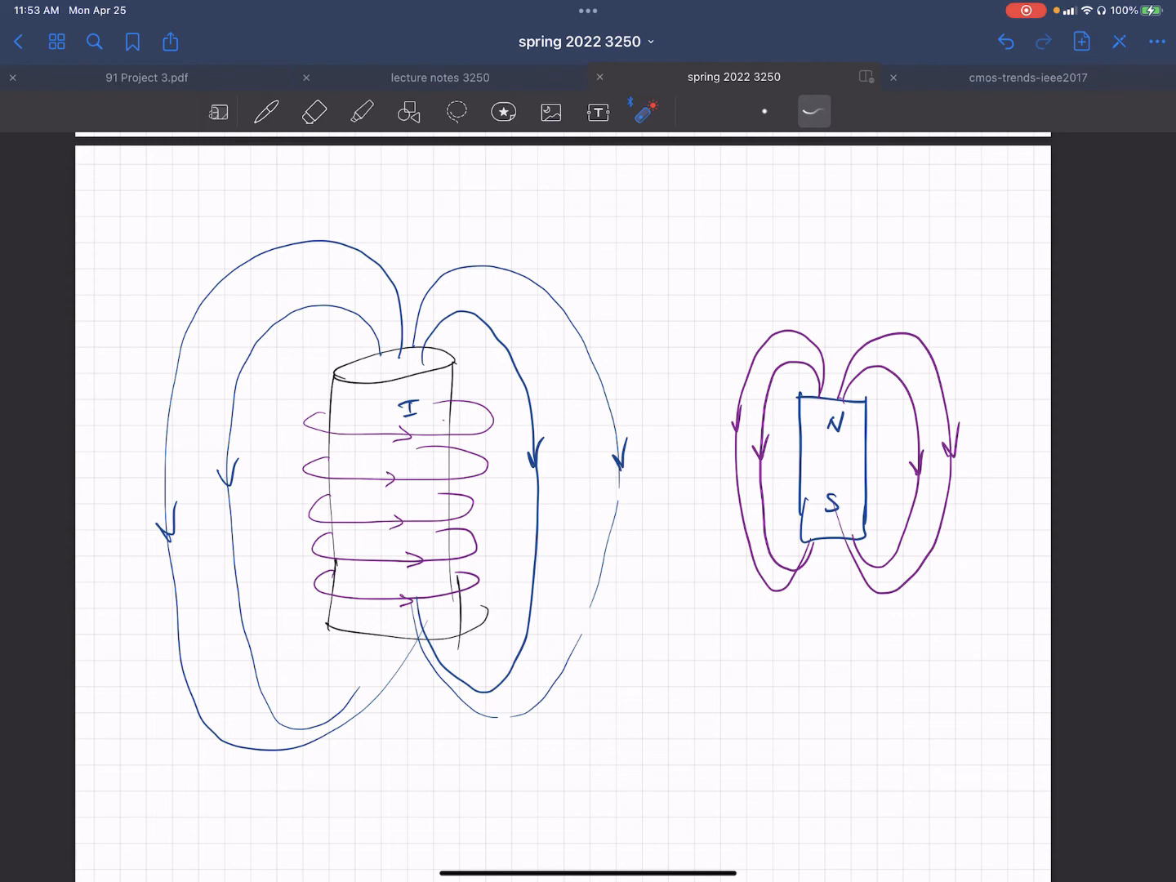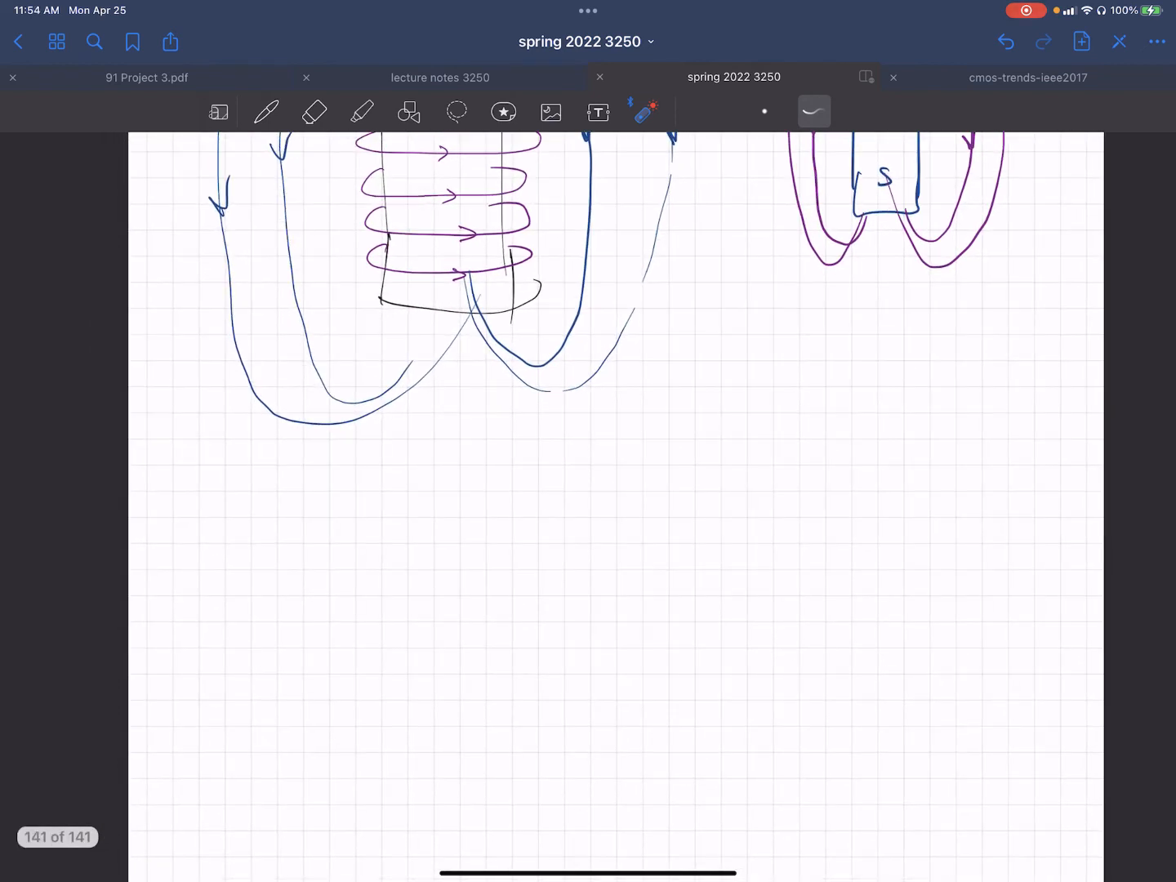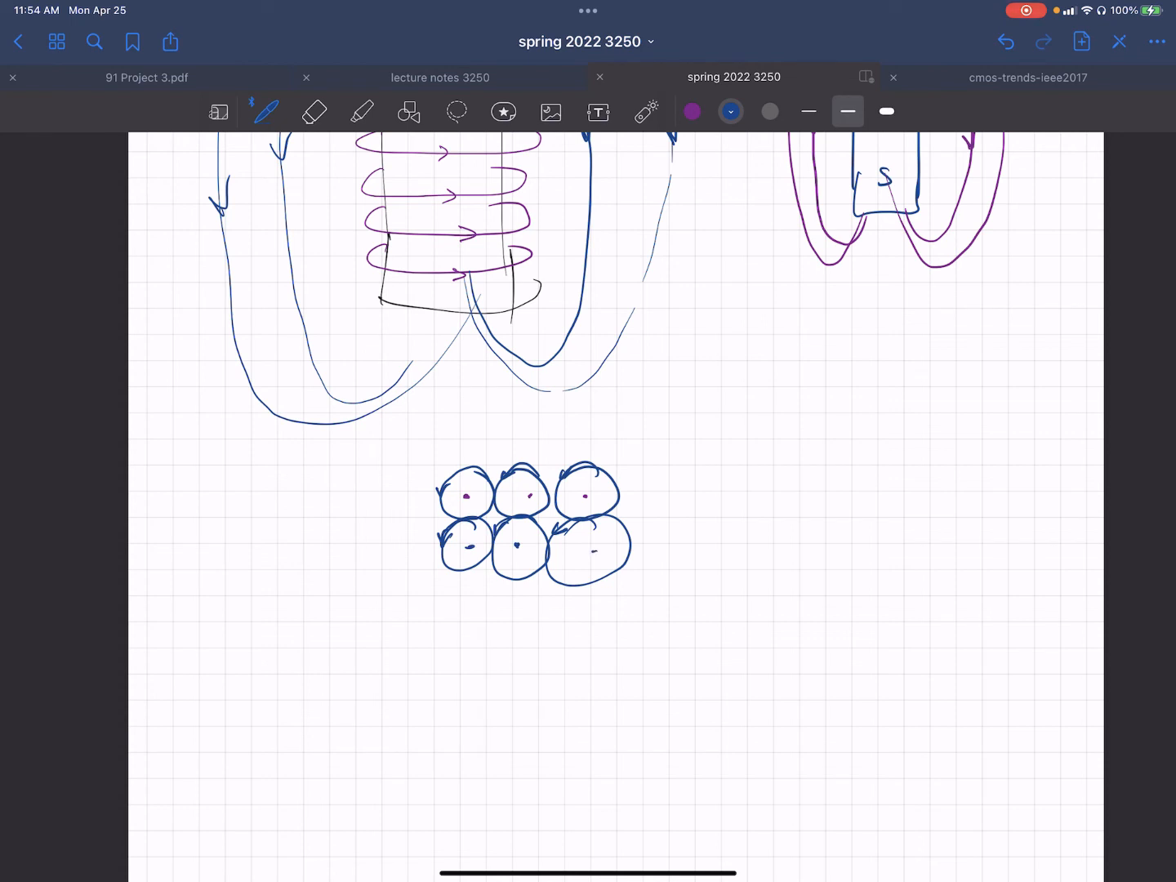Although there's no current in the bar magnet, think about a situation where you have a bunch of atoms all stacked up next to each other. Let's say you have individual atoms, and then you have electrons going around these atoms. And let's say they're all lined up together. So I'll draw these currents. These are the nuclei.